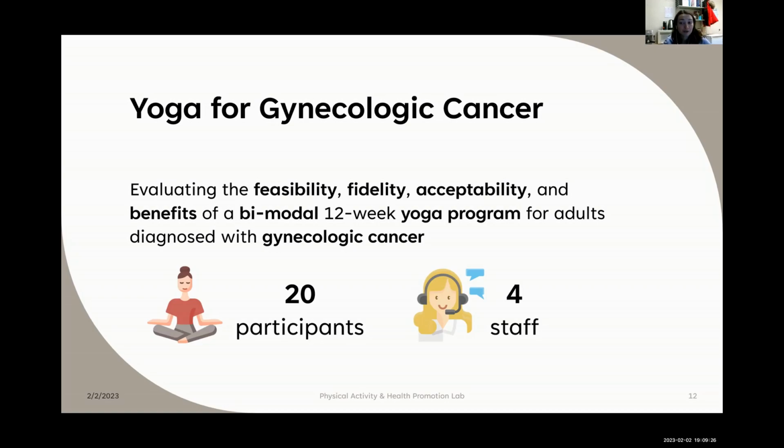Right now, we're running 2 programs with our community partner, the Ottawa Regional Cancer Foundation, to 20 participants with 4 trained staff: an instructor, 2 assistant instructors, and a research assistant. Those last 3 are undergrads in the HK program right now. And at the end of the program, we'll assess the feasibility, fidelity, acceptability, and benefits of the program to refine it for the next time we run it at the organization.